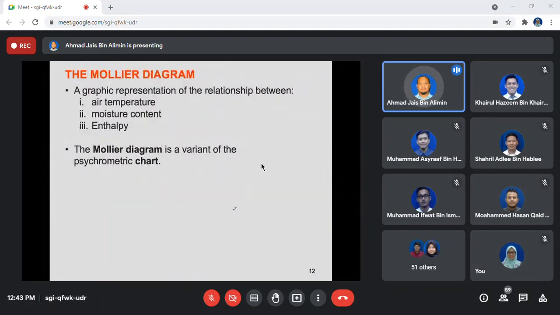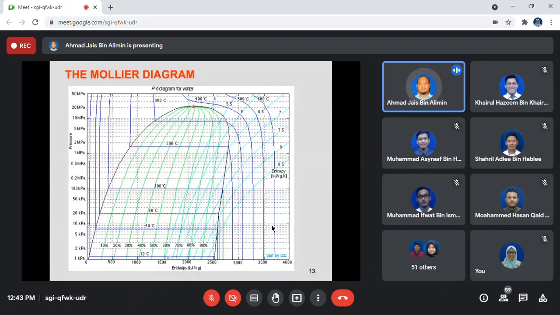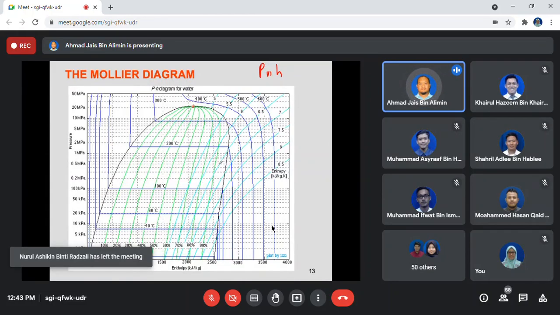Whereas the Mollier diagram is another graphic representation of the relationship between air temperature, moisture, and enthalpy. The Mollier diagram is basically a variant of the psychrometric chart. So this is the Mollier diagram. It is expressed in terms of pressure versus enthalpy, and then we have the entropy reading and also the temperature. So it is another way of describing the quality of the atmospheric air.